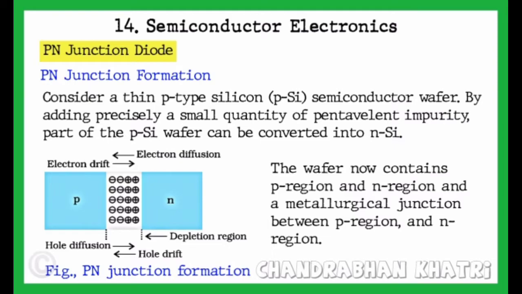PN junction formation. Consider a thin P-type silicon semiconductor wafer. By adding precisely a small quantity of pentavalent impurity to the P silicon, that means the P-type silicon wafer can be converted into N-type silicon. The wafer now contains a P region and an N region and a metallurgical junction between the P region and the N region.